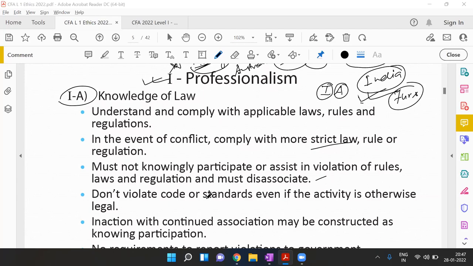Is it okay? Fourth point, don't violate code or standards even if the activity is otherwise legal. What does it mean? Betting is legal in Australia, right? And if you are also a part of betting, but the CFA code or standard says betting is not ethical, so which one do you have to follow? You have to follow the stricter one. Which one is stricter? The CFA code of standards, they say betting should not be allowed. So in that case, you cannot claim that since betting is legal in this country, that's why I did betting. That is also a violation. Is it clear, guys? Shall I move on to the second substandard B?